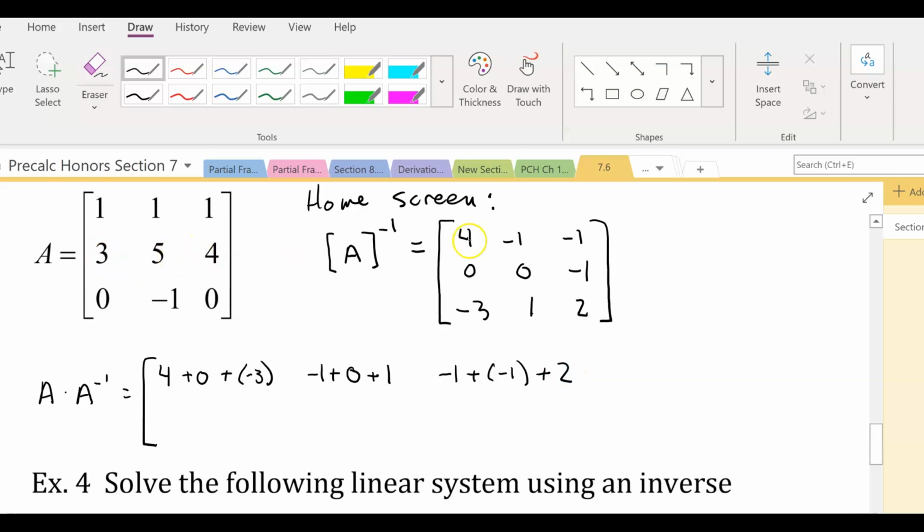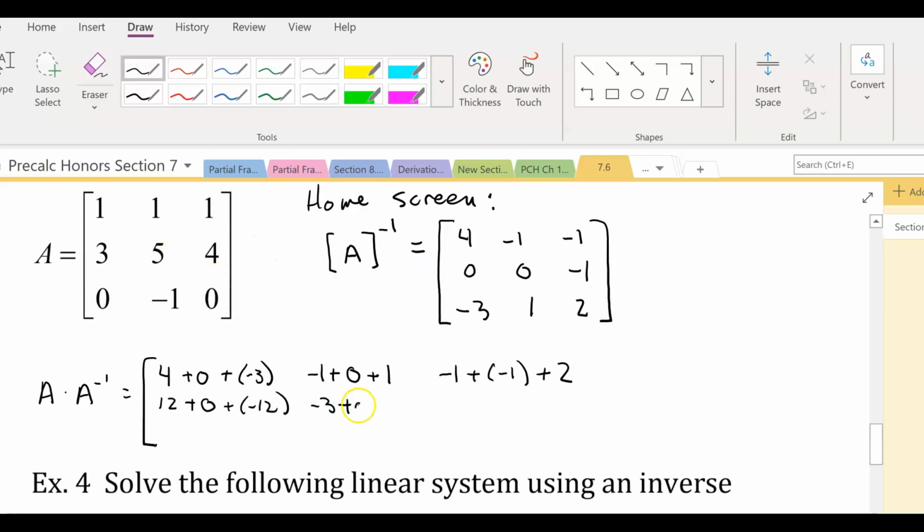So I have 3 times 4 is 12, plus 5 times 0, plus 4 times 1. Oh, I missed something. Times 4 times negative 3, so plus negative 12. There we go. All right, and then the next entry, 3 times negative 1 is negative 3.